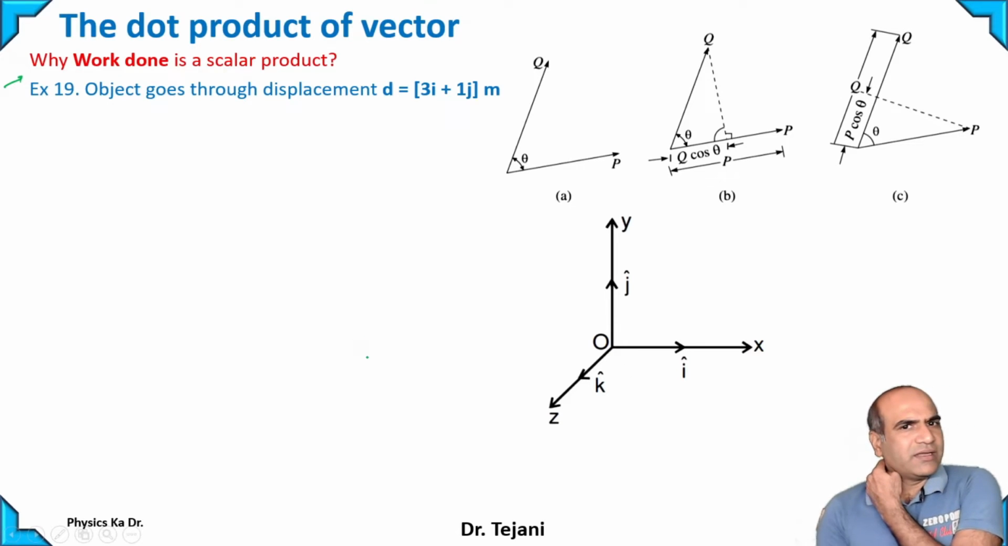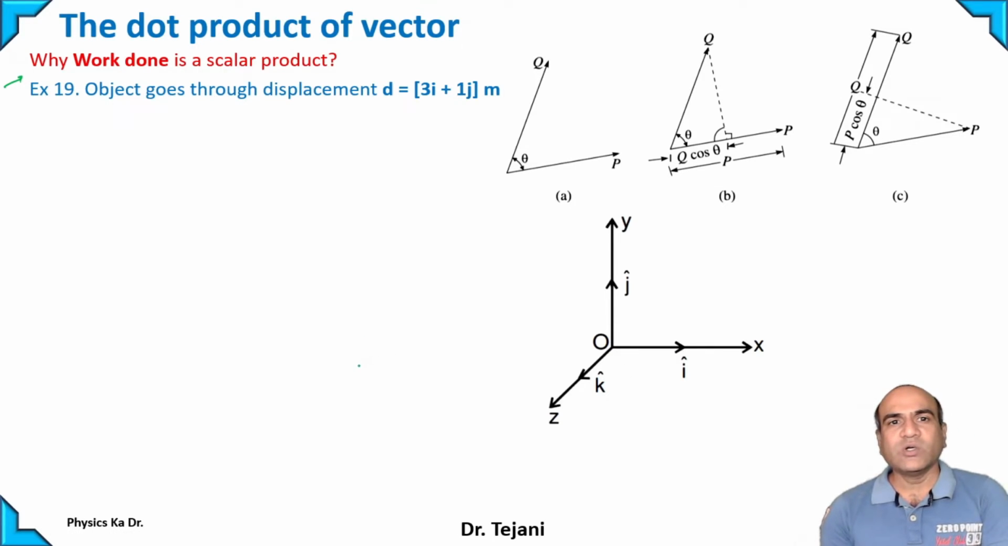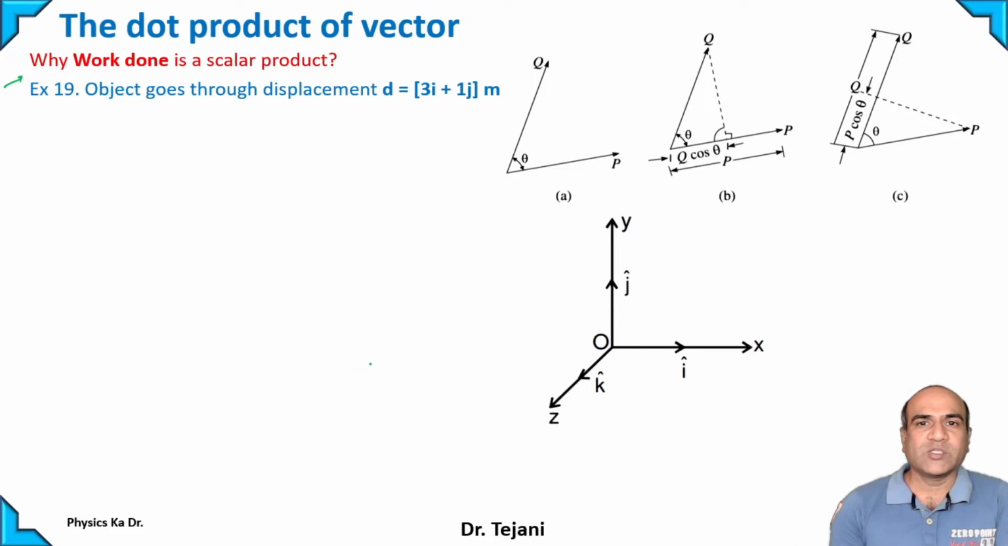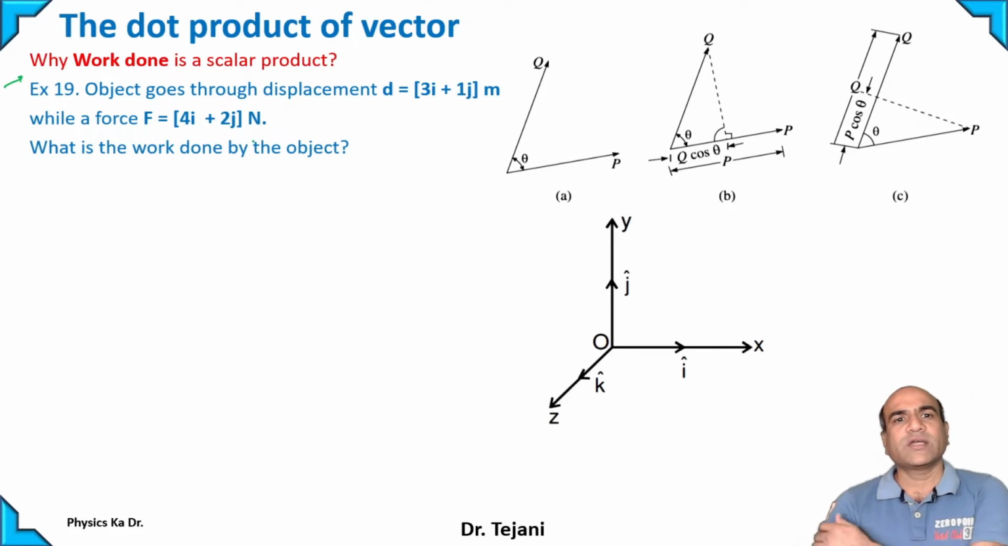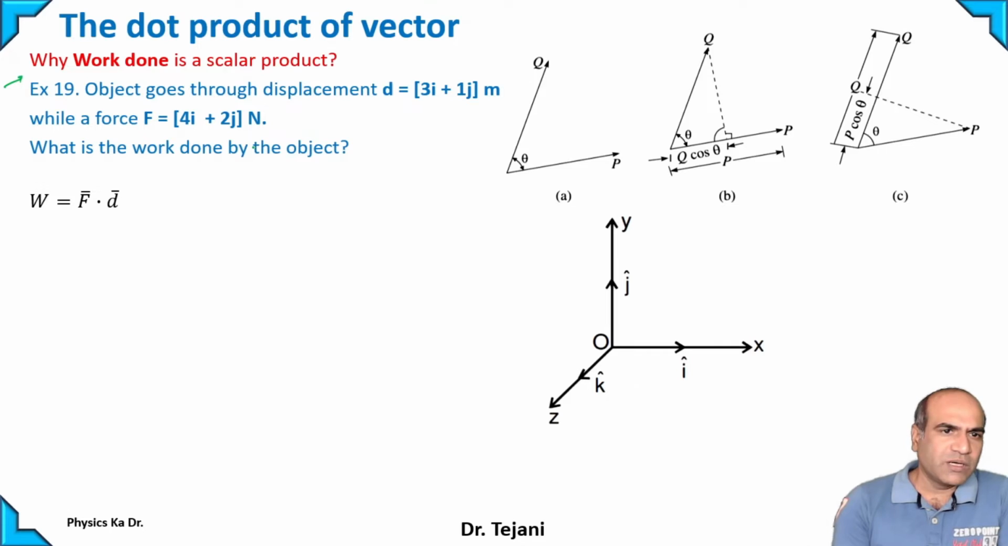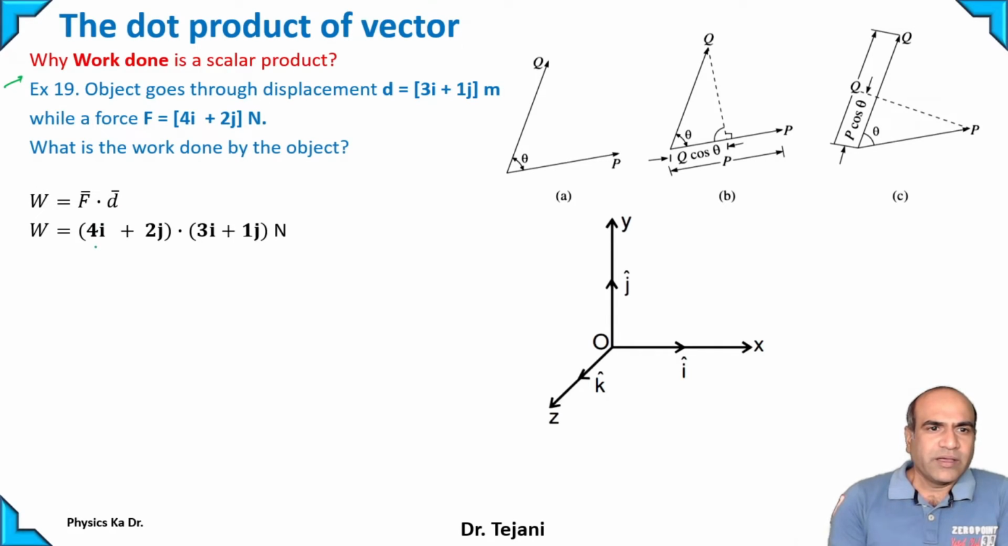Let's have another example, number 19. The object goes through a displacement. The displacement vector is given. D is equal to 3i plus 1j meter, and the force is given 4i plus 2j Newton. So we know that force, what is the work done by the object? We know that work W is equal to force multiplied by displacement. And the force vector has to be a dot product to get a final solution.